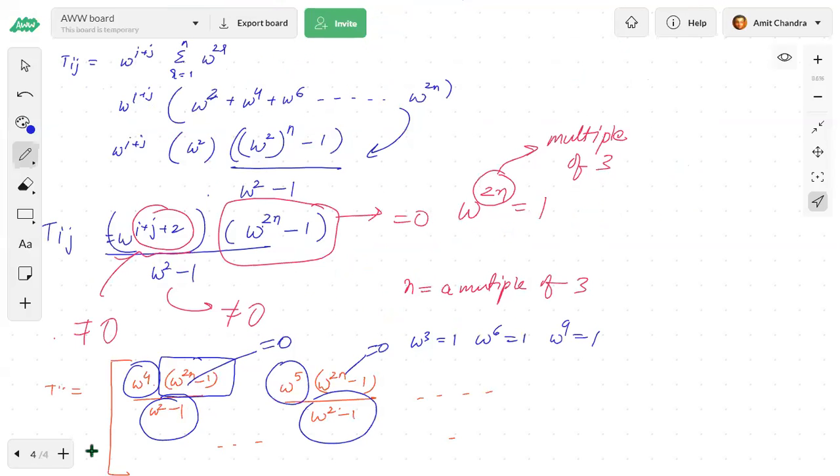So when this is true, all the powers of omega should be a multiple of 3. That means 2n should be a multiple of 3, which means n should be a multiple of 3, because this is 2 into n. Only then each and every element will become 0, and T will become a null matrix. Okay, fine. So let's copy this.